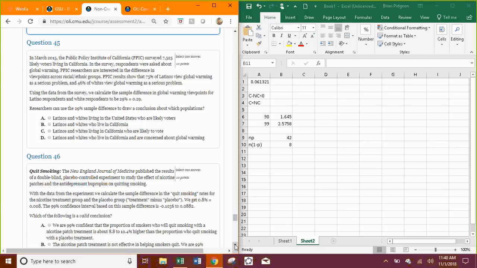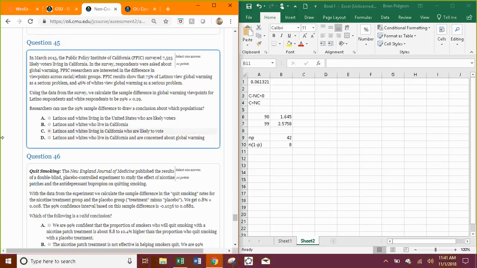All right. In March 2015, the Public Policy Institute of California, PPIC, surveyed 7,525 likely voters living in California. In the survey, respondents were asked about global warming. PPIC researchers are interested in the difference in viewpoints across racial or ethnic groups. PPIC results show that 75% of Latinos view global warming as a serious problem, and 46% of whites view global warming as a serious problem. Using the data from the survey, we calculate the sample differences in global warming viewpoints for Latino respondents and white respondents. Researchers can use the 29% sample difference to draw conclusions about what population?